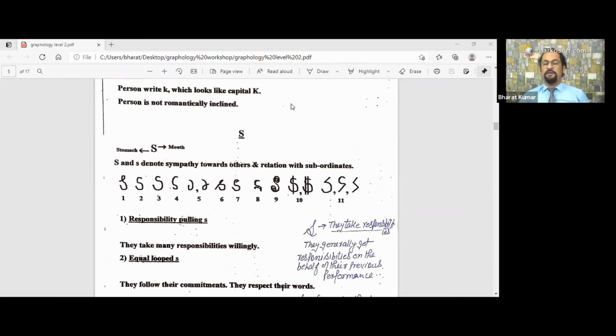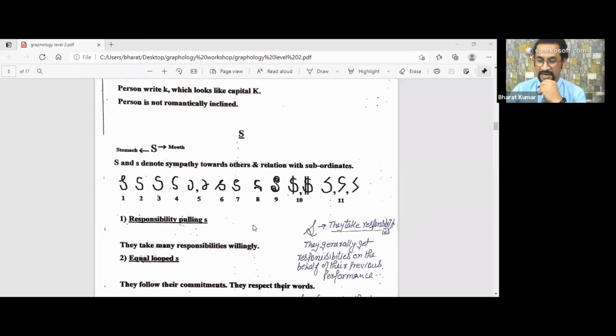Suppose always in any school, in any office, many people are there. They are always ready to take responsibility. For any kind of activity, those are the people who raise hand first. Okay, I'm here, I want to participate. I want to conduct, I want to manage this activity. So they are willingly taking responsibilities.